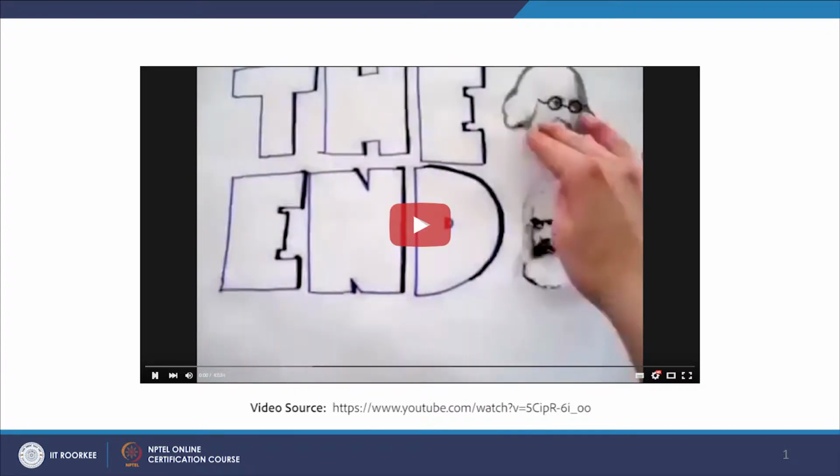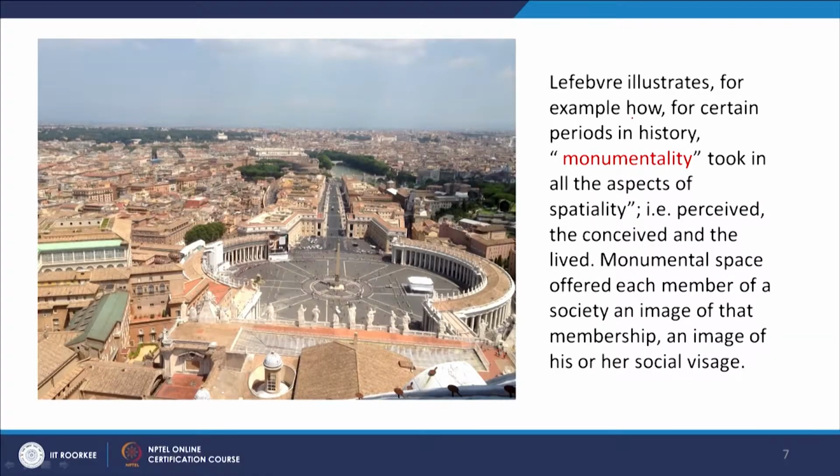So that's a brief about capitalism and communism, between Adam Smith's work as well as Karl Marx's theories. But then, how does Lefebvre bring all this into the production of space? In the first aspect, which we discussed, monumentality, he talks about how certain periods in history dealt with monumentality that took in all the aspects of spatiality: the perceived, the conceived, and the lived, and especially the monument.